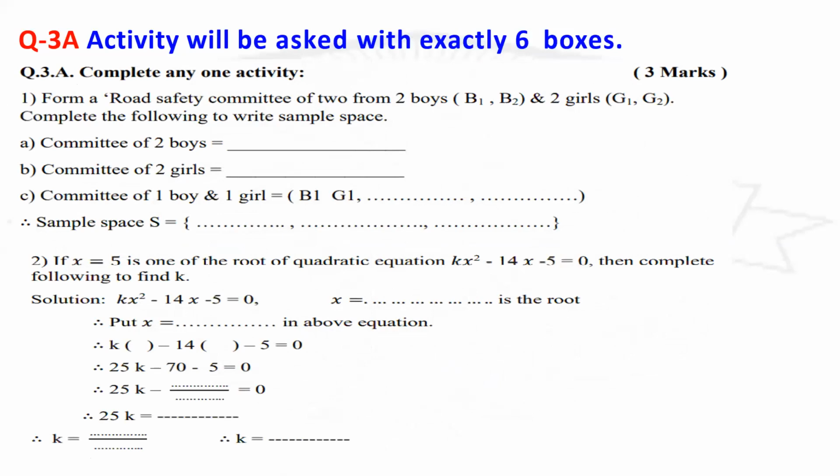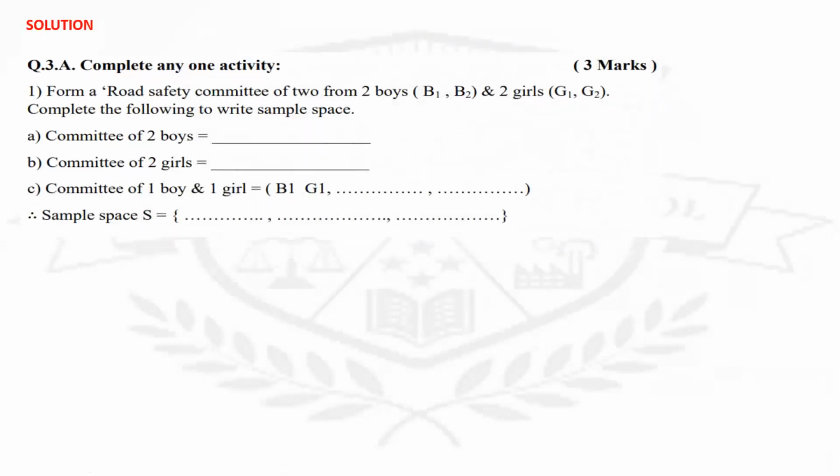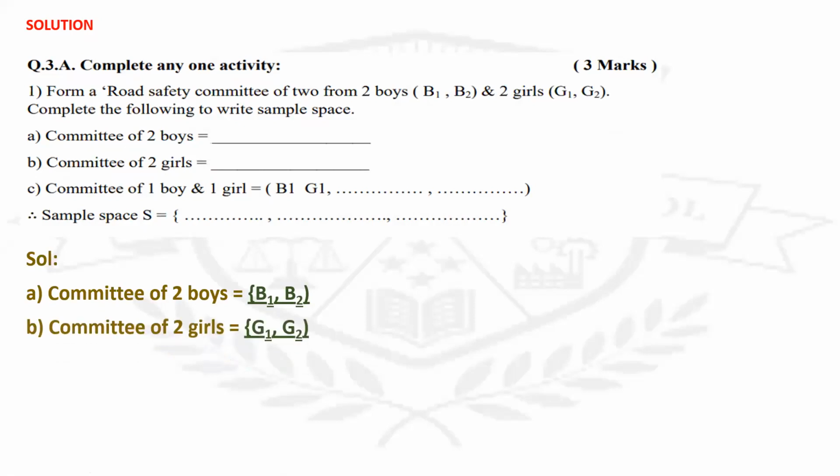So here, question number 2. Here you've got 2 questions. Out of that, you have to solve any one. We'll just start solving this. Now complete any one activity. Form a road safety committee of 2 from 2 boys, understand, boys are given to you as B1, B2, and 2 girls, that is G1, G2. So committee of 2 boys, understand, is what? It is B1, B2. Committee of 2 girls, it is G1, G2.